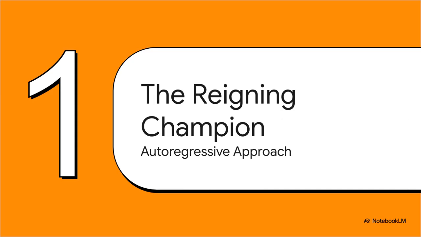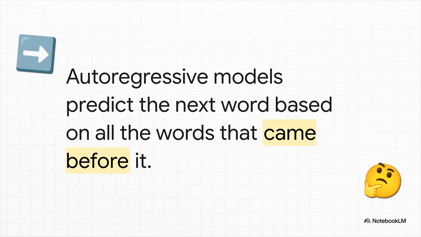All right, so before we get into the new stuff, let's do a super quick refresh on the reigning champ. I'm talking about the models we all know and use every day. How do they actually work? So it's a pretty straightforward but incredibly powerful process. The model sees "the cat sat on the," and its whole job is to predict the very next word. "Mat," probably. It just does this over and over, one word at a time, sequentially.